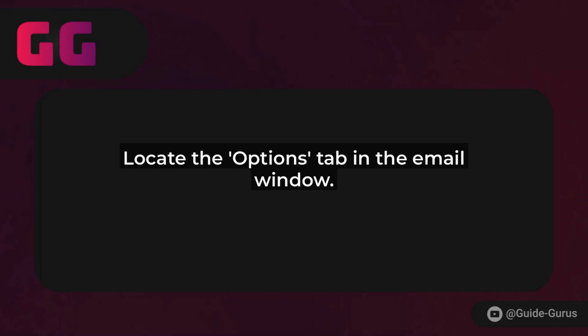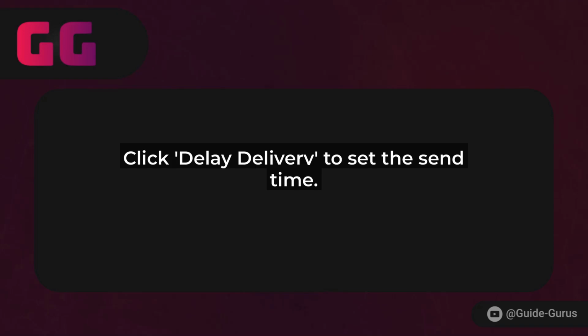Next, look for the Options tab at the top of the email window. It's usually right there in the ribbon menu. Click on it, and then find the Delay Delivery button. Don't worry, it's straightforward. A dialog box will pop up where you can set the exact time and date you want your email to be sent.